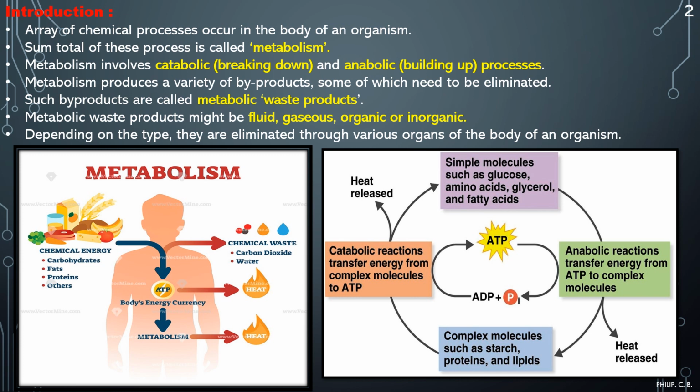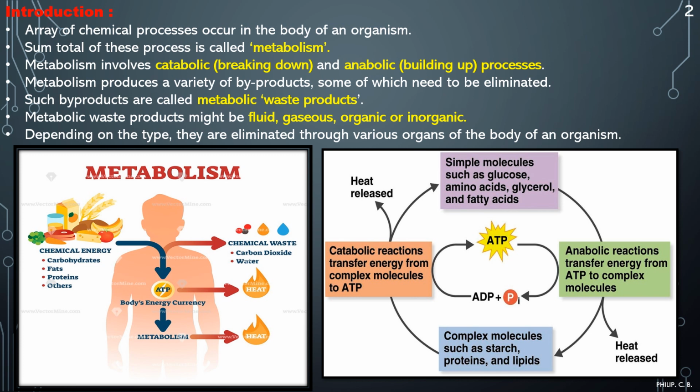Now you can see the second image on the right hand side, where simple molecules such as glucose, amino acids, glycerol and fatty acids are formed with a catabolic reaction. Further, the anabolic reaction transfers energy from the ATP molecule to the complex molecule. Again heat is released, and further the complex molecules such as starch, proteins and lipids are formed. Again these are broken down by catabolic reaction, transfer of energy from complex molecule to ATP, and again it is broken down by releasing heat and formation of simple molecules.